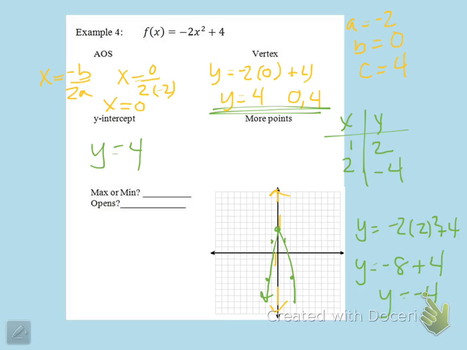Okay, so this one is opening down. It's looking downward, okay? So it opens down, and this is a max because my vertex here is my highest point.